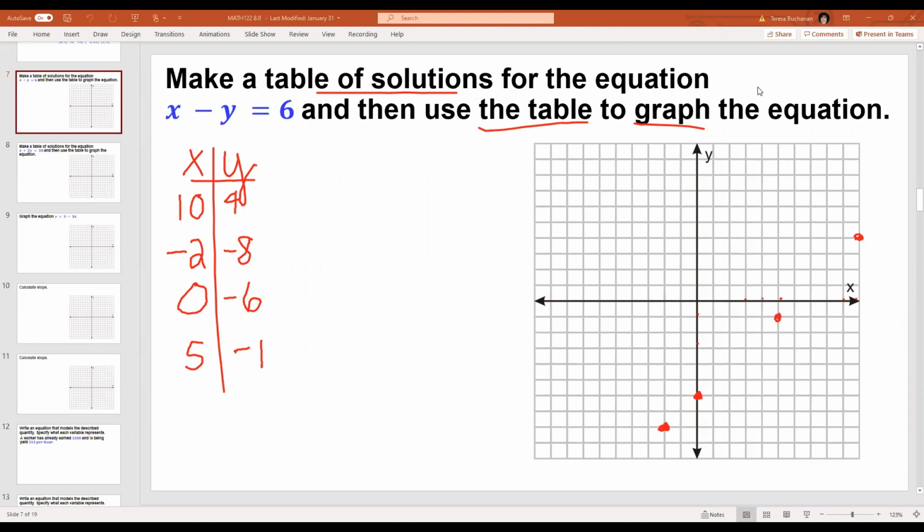And once you've got the points, it's a good idea to go ahead and connect them, see what's going on. Get a look at the line. You can see here, of course, that the points do form a straight line. We could also take a look at the slope if we wanted to. You can count out the slope from point to point.